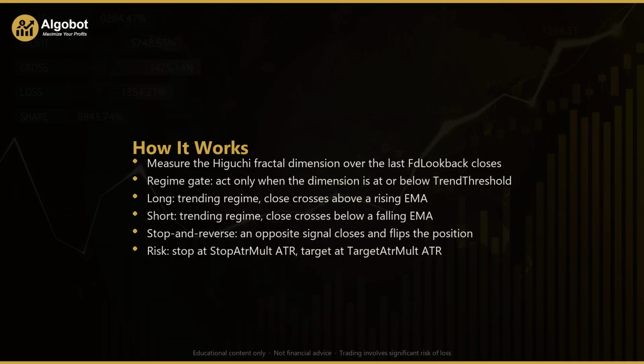Finally, this is a stop and reverse system. If a qualified opposite signal appears while a trade is open, the EA closes the current position and immediately opens the new one in the other direction, so the book always stays aligned with the freshly measured smooth trend.